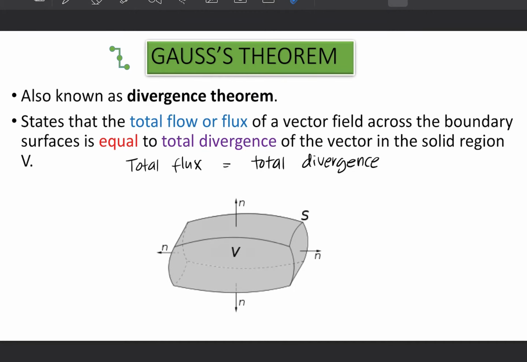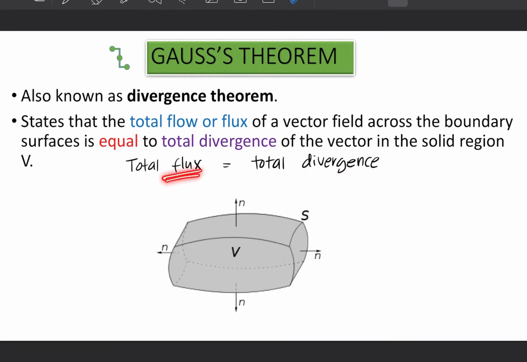Gauss theorem, also known as divergence theorem. This theorem states that the total flow or flux of a vector field across the boundary surfaces is equal to the total divergence of the vector in the solid region V. Let's say we have this solid region. So total flux of vector field across all the surfaces in this solid equals the total divergence.